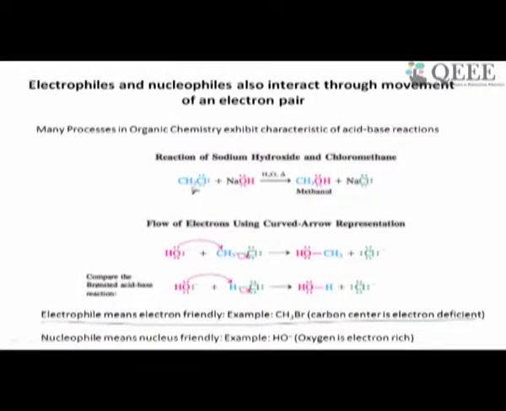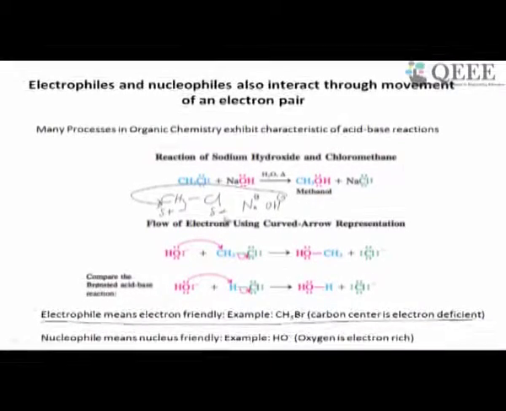For example, in this reaction, sodium hydroxide and chloromethane, CH3 and Cl, this bond is polarized. This is delta plus and this is delta minus. And sodium hydroxide is already ionic. When you put it in water, it's already in ionic form. This is a nucleophile. It has an electron rich center. So this will attack carbon because it is electron deficient. The bond is polarized, so you can predict if you add sodium hydroxide to methyl chloride, you will get methanol. Just plus minus chemistry, you just connect plus and minus.